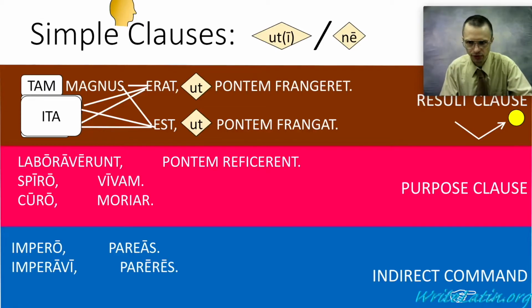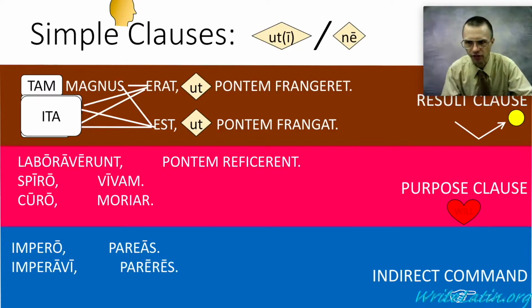Ita can also substitute for Tom, although I don't see ita very commonly. It's almost always Tom. Okay, so next up is the purpose clause in the middle, in the pink. This is anytime someone wants and wills to do one thing for another. I'm doing X so that Y.